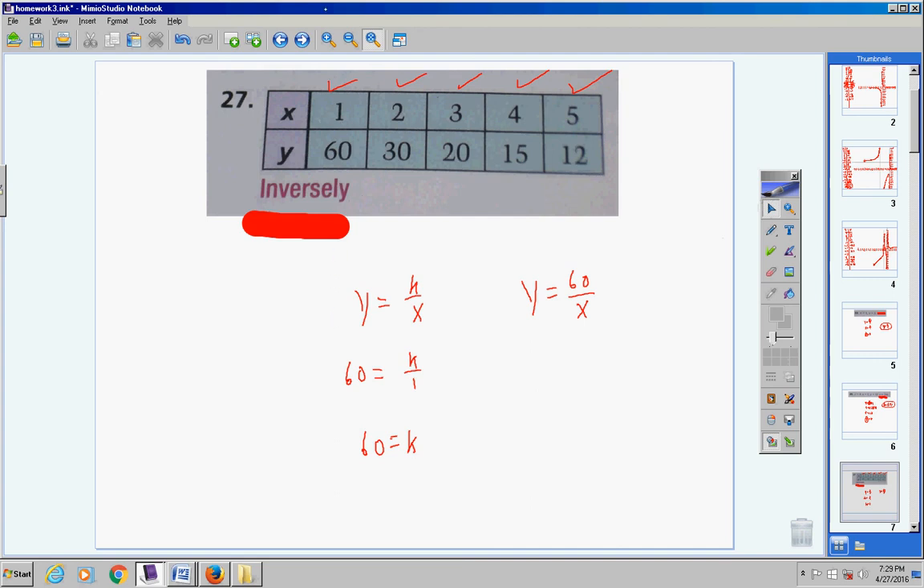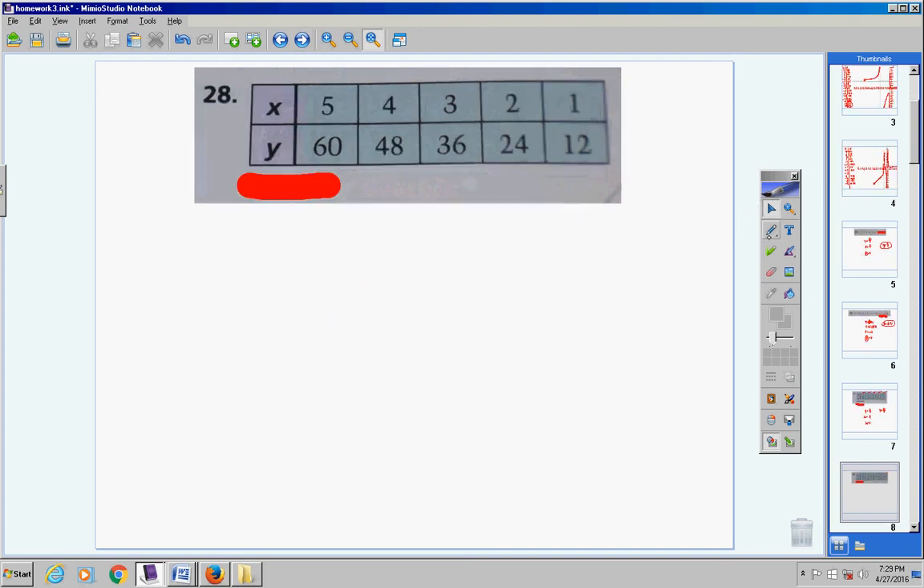Now, 28. Let's see if it's direct or inverse. Let's try direct first. Take any ordered pair you want. We'll try this one. Doesn't matter. Where the y is, I'll put a 24. Where the x is, I will put a 2. 2 and 24. Divide both sides by 2 and 12 equals k. So where the k is, I will put a 12.